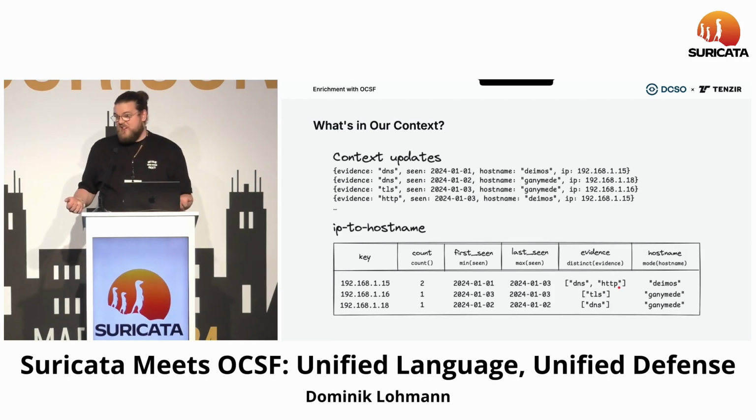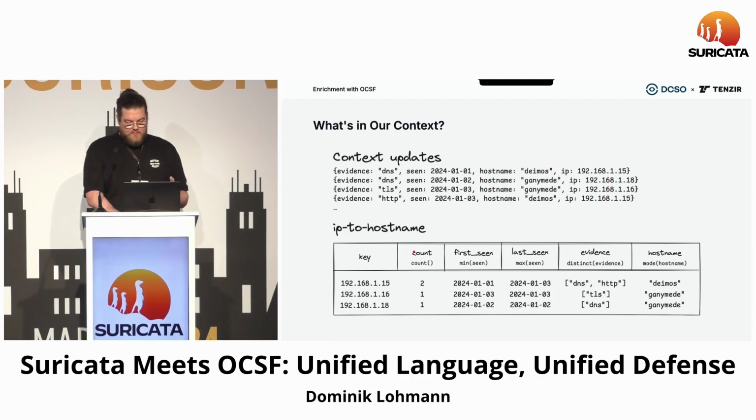So what's in our context when we do this? We've seen the context definition before. I copied it here into this neat little table. So let's say we got these 4 events here that arrived at the context update. So we had maybe 2 from the DNS pipeline, 1 from the TLS pipeline, 1 from the HTTP one. And we're seeing different host names, different IP addresses.